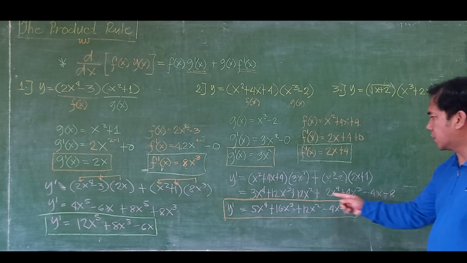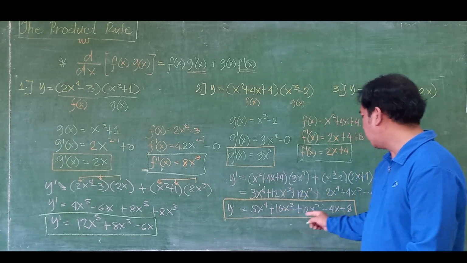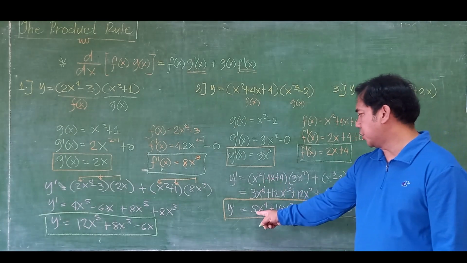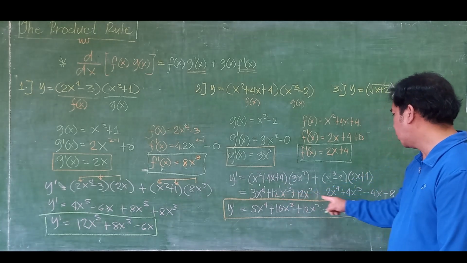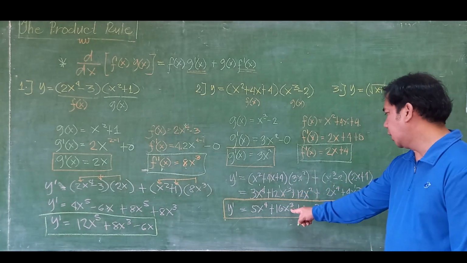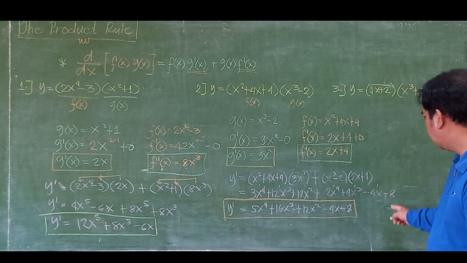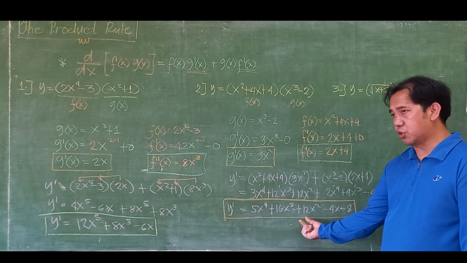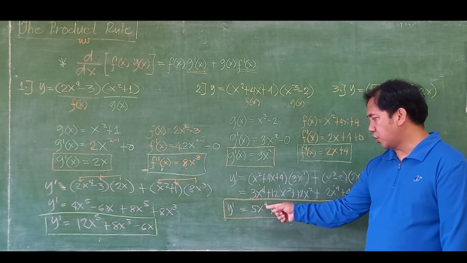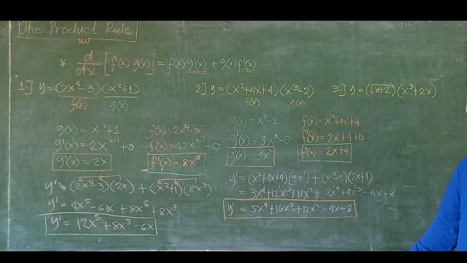After having said that, that's the time we're going to combine similar terms. We have 3x raised to 4, that is the same as 2x raised to 4, you add them, that is 5x raised to 4. Now what about this one? That is 16x raised to 3. This one is alone, no companion, and this one also has no companion. Combining them, the result is y prime is equal to 5x raised to 4 plus 16x raised to 3 plus 12x raised to 2 minus 4x minus 8. So that is number 2.